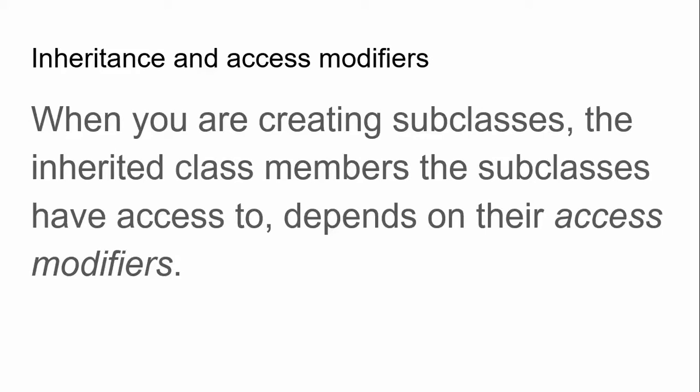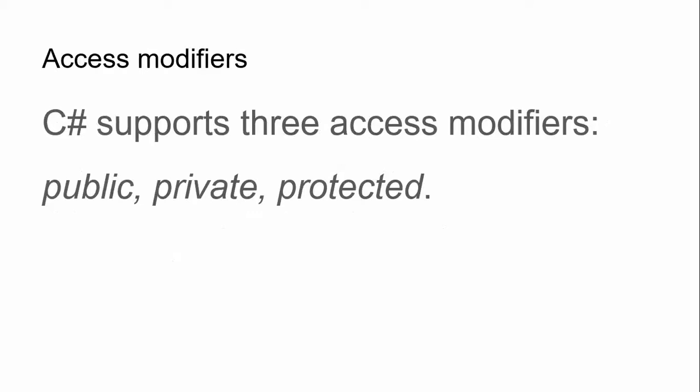Now, when you inherit an existing class, what the new class has access to in the existing class depends on the access modifiers in the existing class. So we need to talk about access modifiers. So public, private, and protected. Again, C++ and Java both have these.